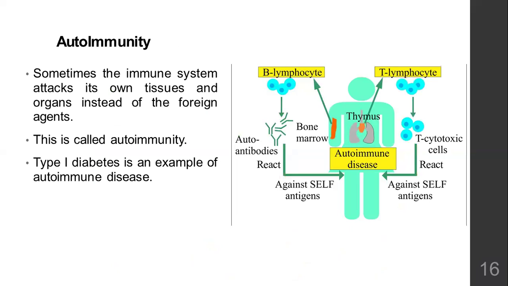And autoimmunity: your own immune system attacks your own organs or systems. Sometimes the immune system attacks its own tissues and organs instead of foreign agents. That is called autoimmunity. For example, type 1 diabetes is an example of an autoimmune disease.